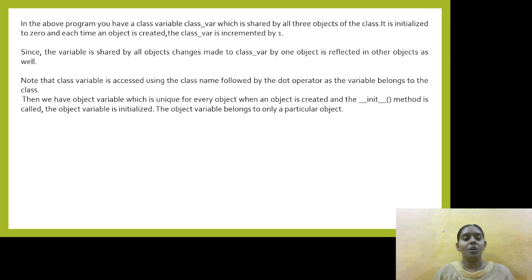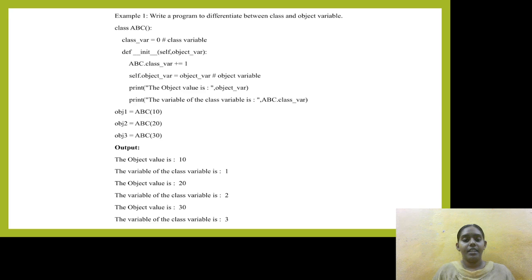Then we have the object variable, which is unique for every object. When an object is created and the __init__ method is called, the object variable is initialized. The object variable belongs to only a particular object, and here we can see that ABC.class_var, that is, we are calling the class variable with the help of the class name, and the dot operator is used in the second print statement, where the text is separated by a comma, and then ABC.class_var.